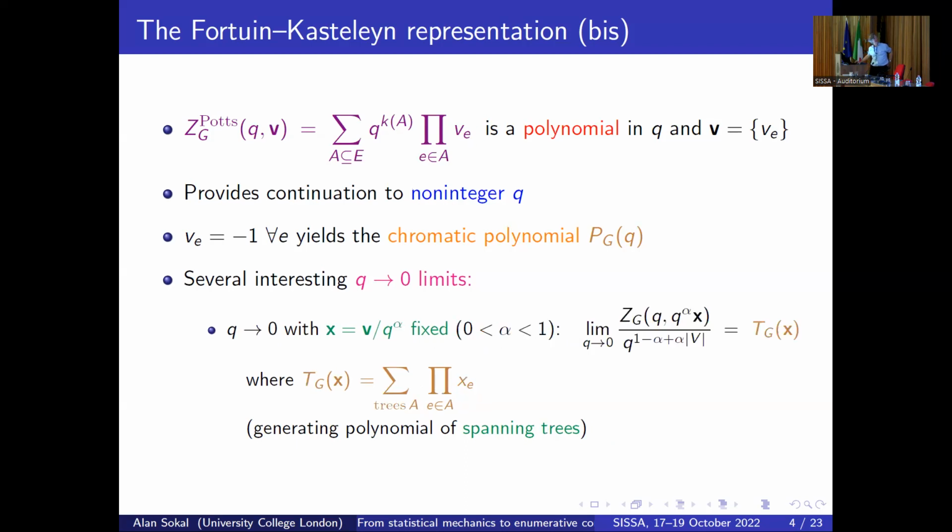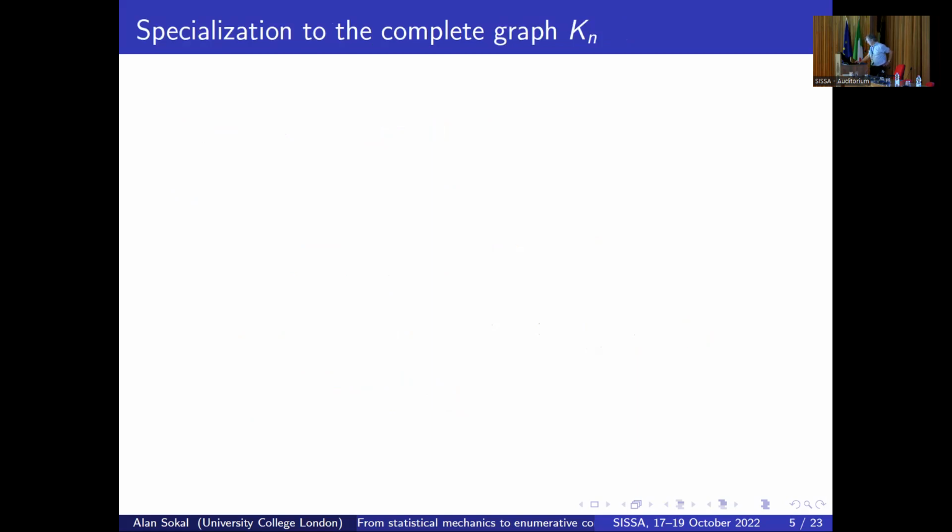And then if you let v go like a power Q to the alpha, with anything in between those two cases, alpha equals 0 and alpha equals 1, then you pick up the graphs that have both one component and no cycles. And those are the spanning trees, which of course play an important role in electrical circuit theory, going back to Kirchhoff. So all sorts of interesting graph theoretical things come out as Q goes to 0 limits of the Potts model.